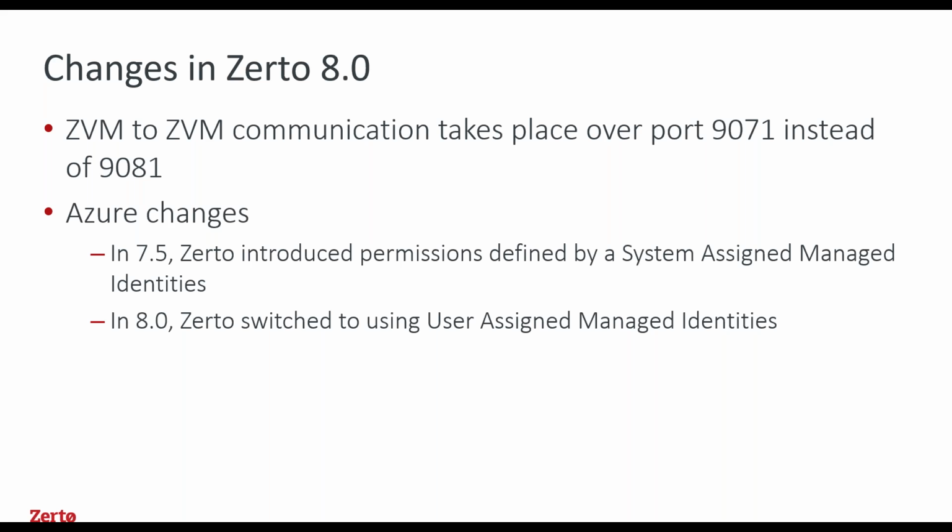So on your path to 8.5, here are some key changes. If you are on 7.5 and upgrading to 8.0, ZVM to ZVM communication will take place over port 9071 instead of 9081. This is to enhance our security within the environment. Of course, keep 9081 open until all sites are off of 7.5.